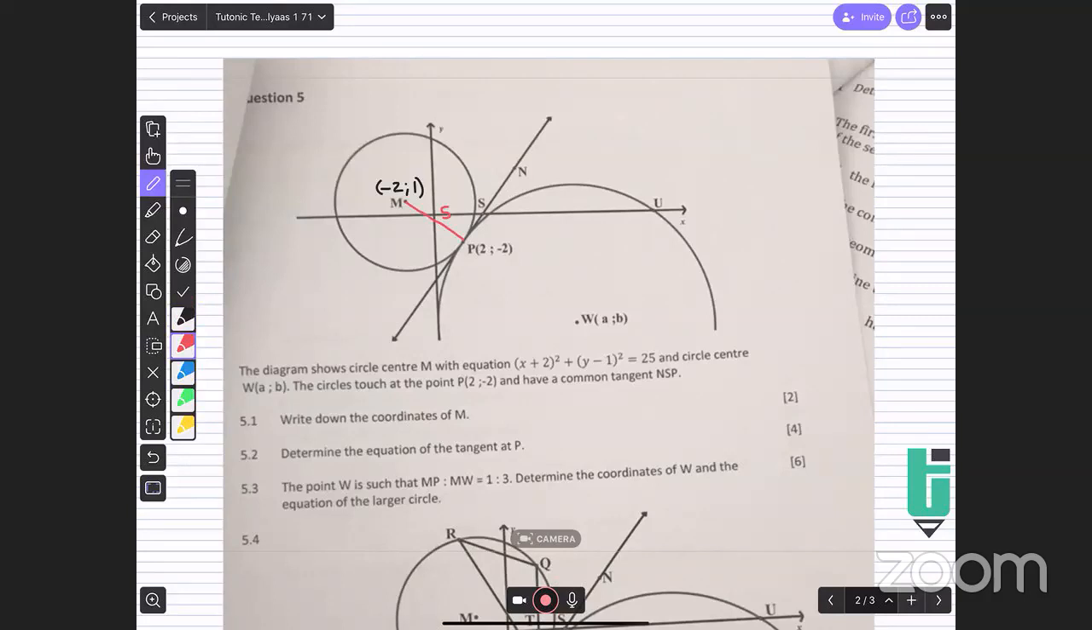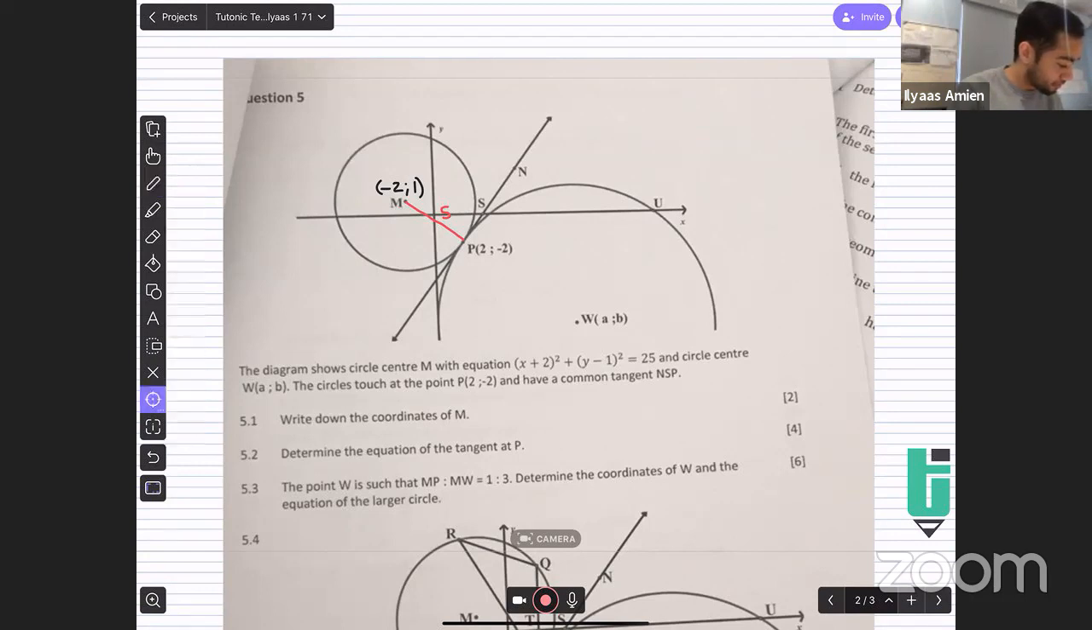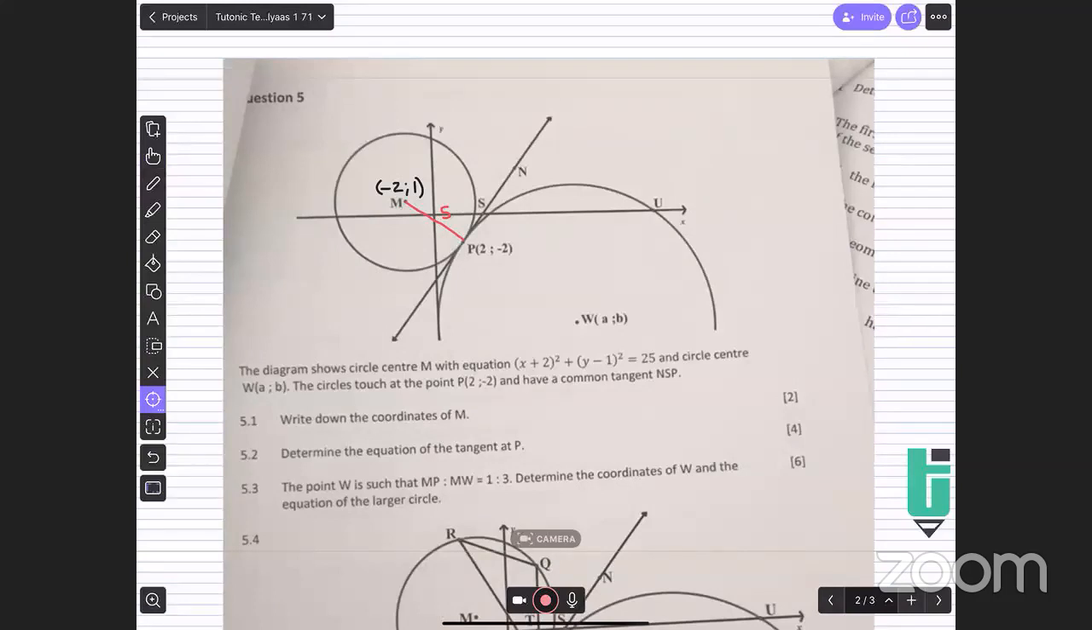Then it says there is another circle with center W, and A and B. So we don't know what the center is. And they tell us the circles touch at the point P. This is very important information, and they do give us the point P, so we can use that while answering the second question as well. They also have a common tangent SP. That is also one of the most important pieces of information given.